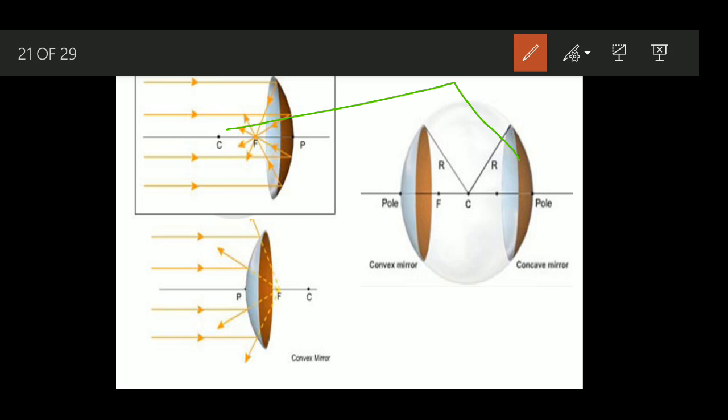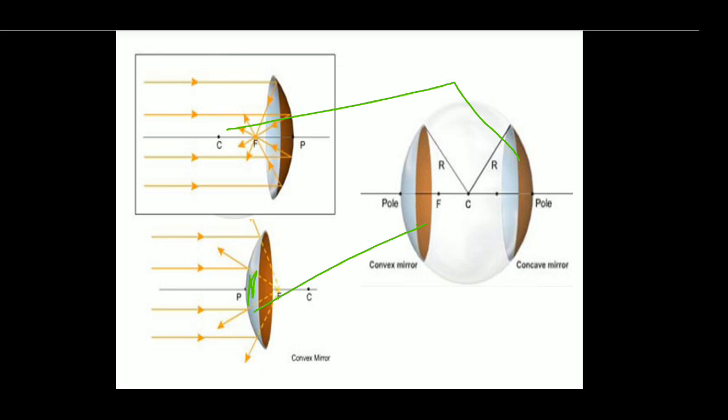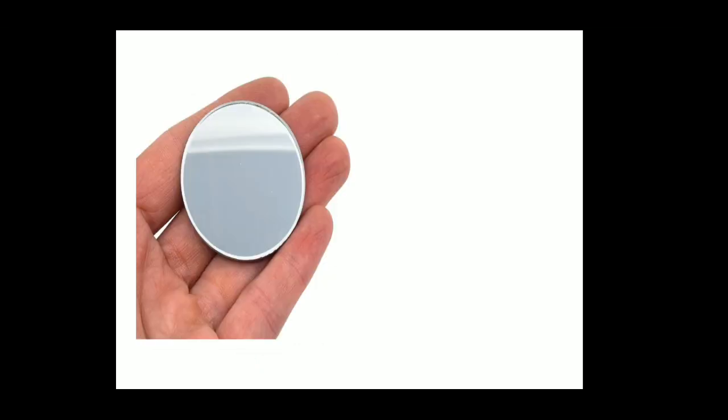That mirror is called a concave mirror. Outside it is rough. If I come here, these two are the same one. Outside, the bulged side is polished, and inside it is a rough surface. This is called a convex mirror. So where are this convex mirror and concave mirror?